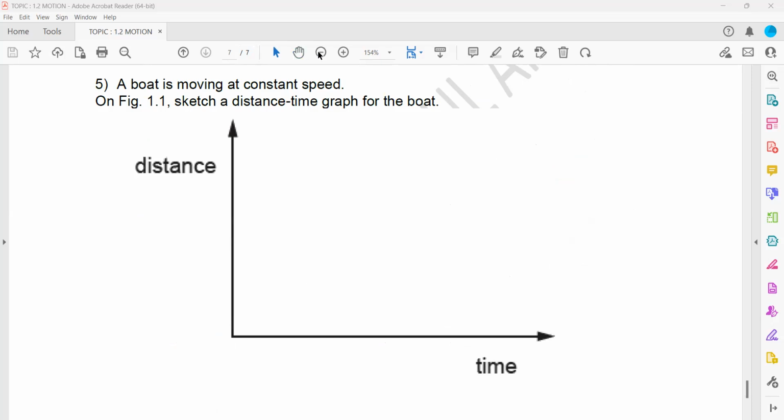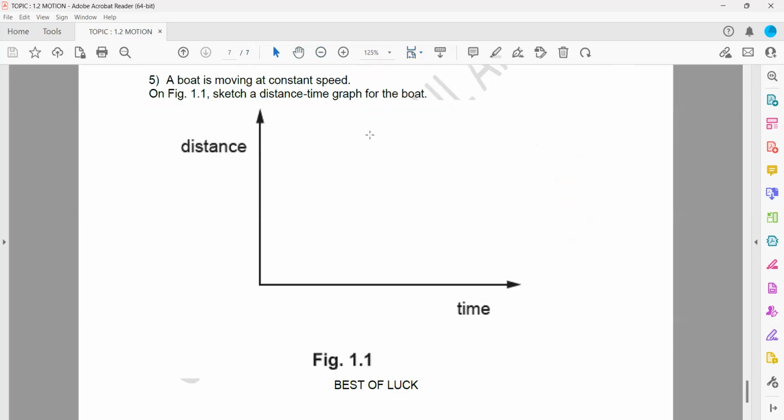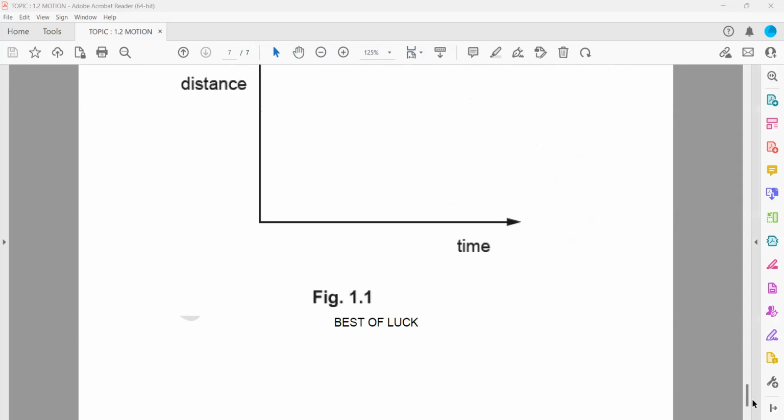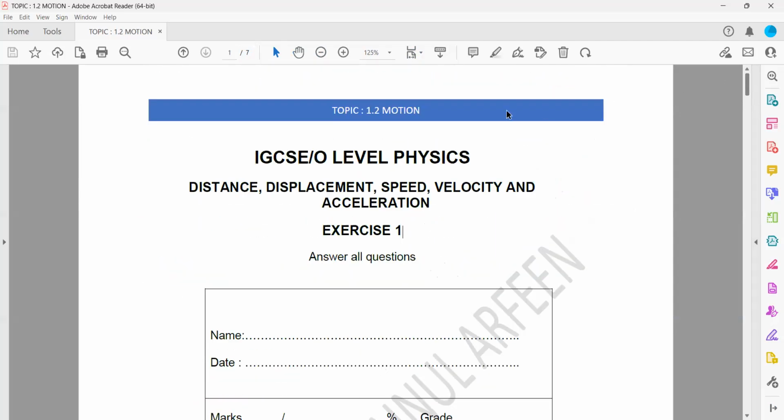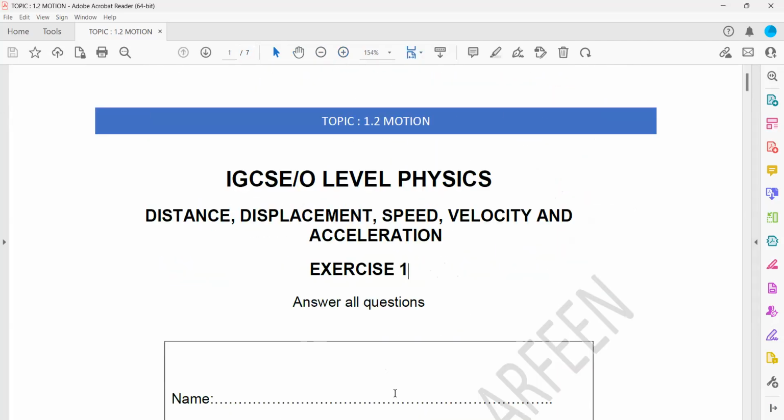Then a boat is moving at a constant speed. Sketch a distance time graph for the boat. Whenever an object moves at a constant speed, the distance time graph will be a straight line. So this was exercise 1.